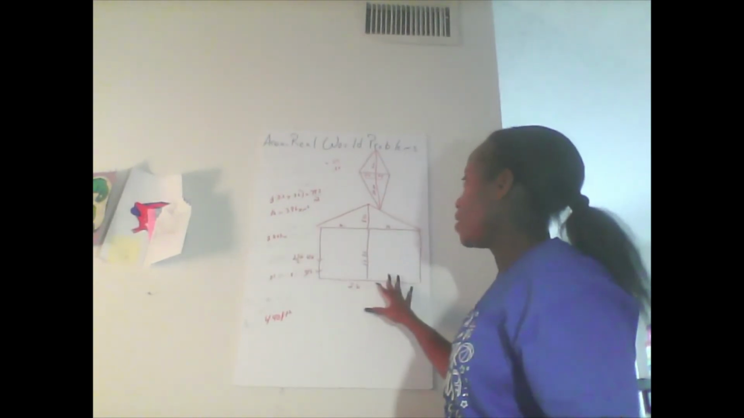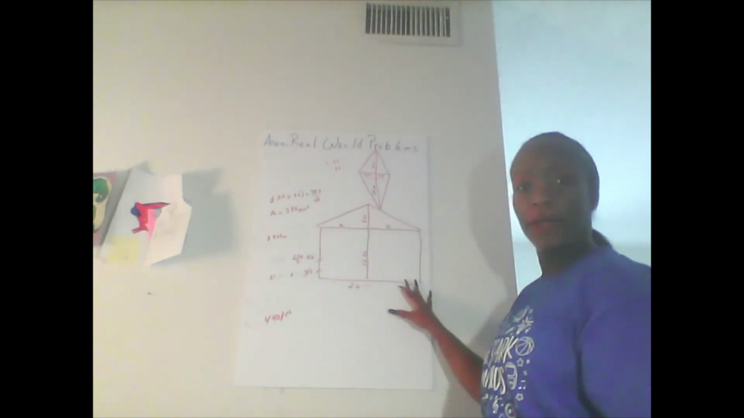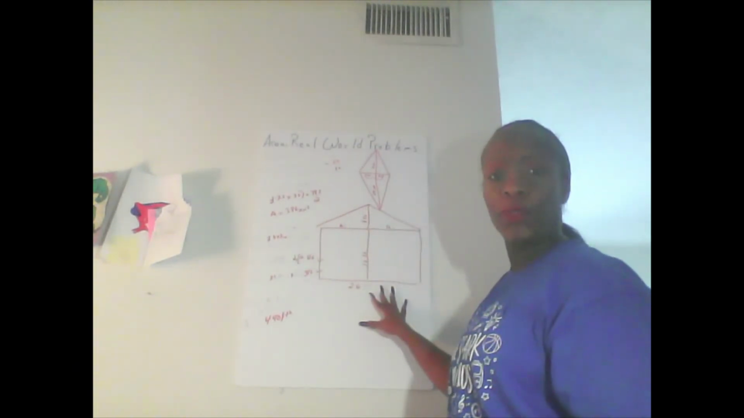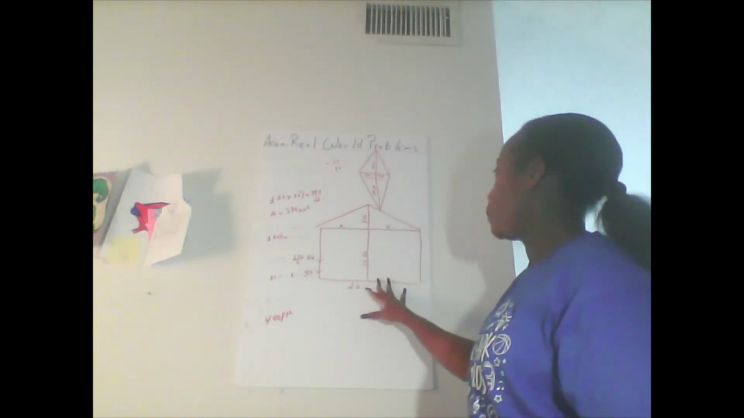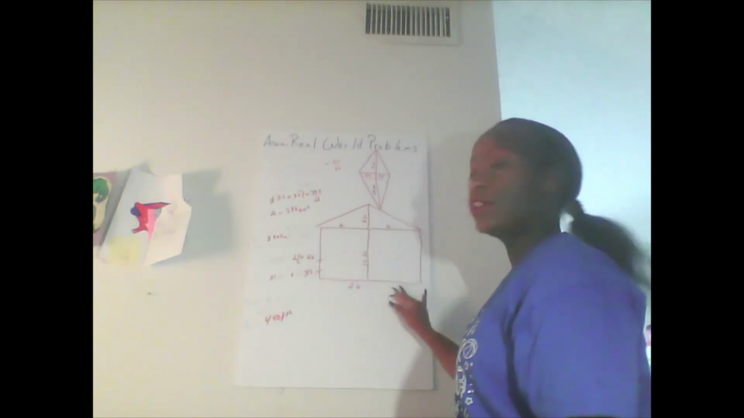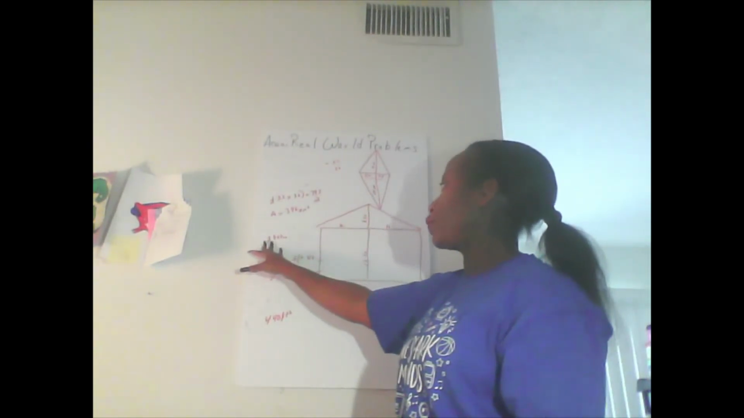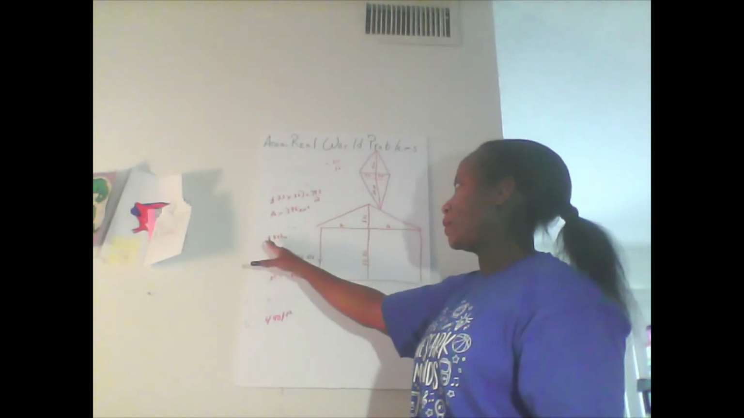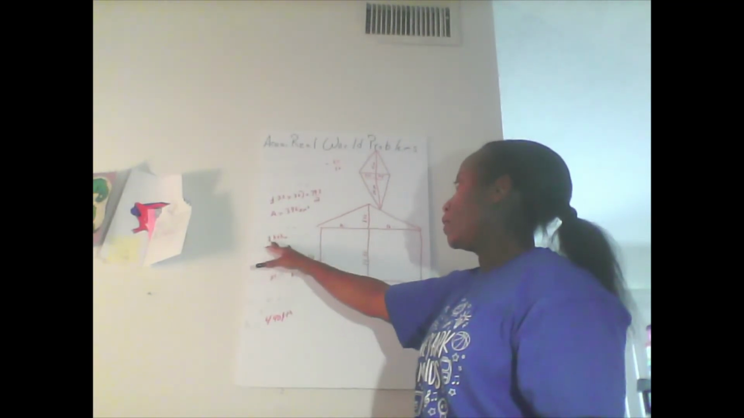Now you're here with the shape of a house. With the shape of the house, you have 2 formulas you have to work with: one is a triangle, one is the rectangle. The formula for a triangle is 1/2 base times height. The formula for a rectangle is length times width. You can solve for both of them.